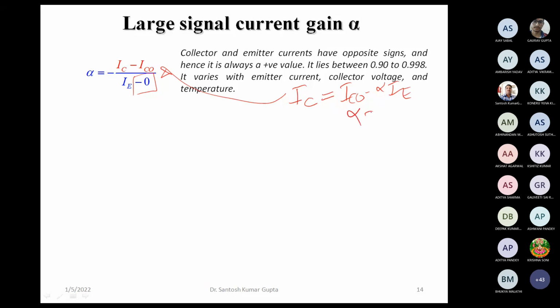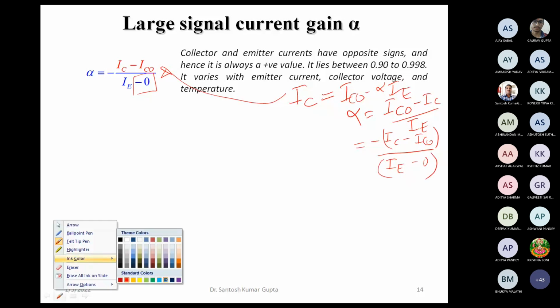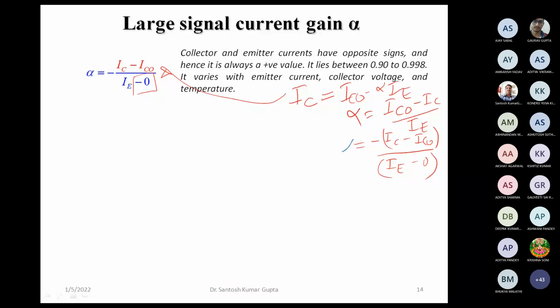So from here alpha can be written as ICO minus IC upon IE, and this is written as minus of IC minus ICO divided by IE minus 0. Okay, let us look at the significance of this rewriting of this equation.